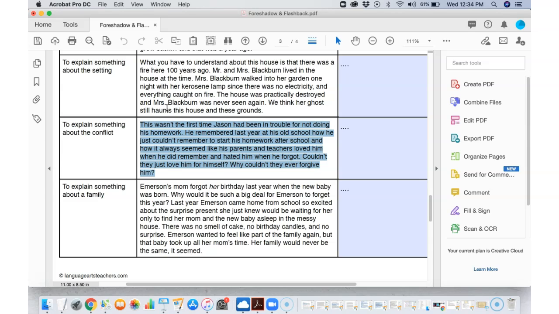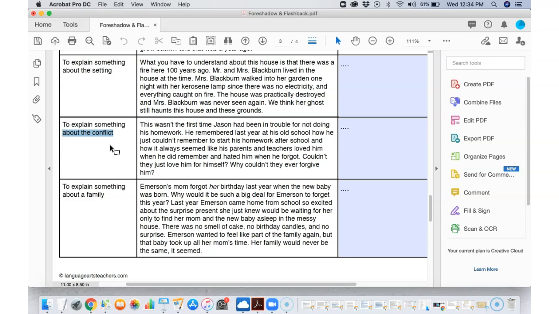All right, now again, I told you before that a memory is not the same as a flashback. Okay, but again, we only have a small section here to work with, so this is just an example. So why is this important to the story? Okay, this is a flashback that is telling us, the reader, we're learning about a conflict, right? Jason has a conflict. He thinks his parents and teachers love him when he does his work, and he feels like his parents and teachers hate him when he doesn't do his work. And his conflict is, why can't they just love him for himself?